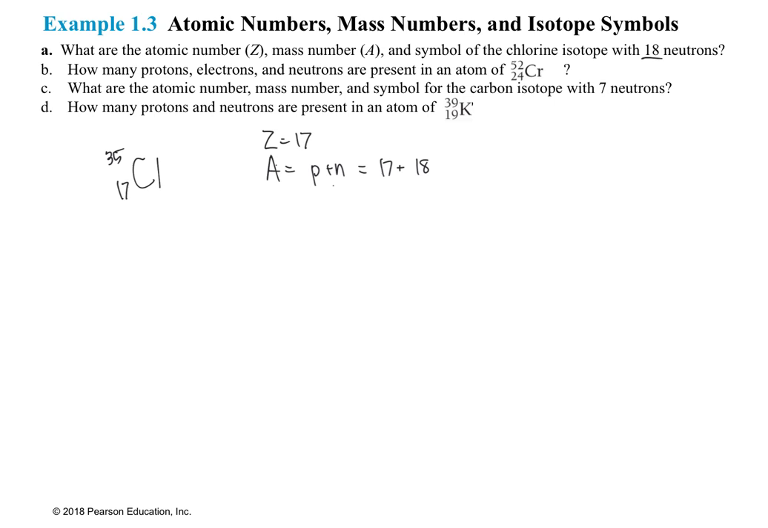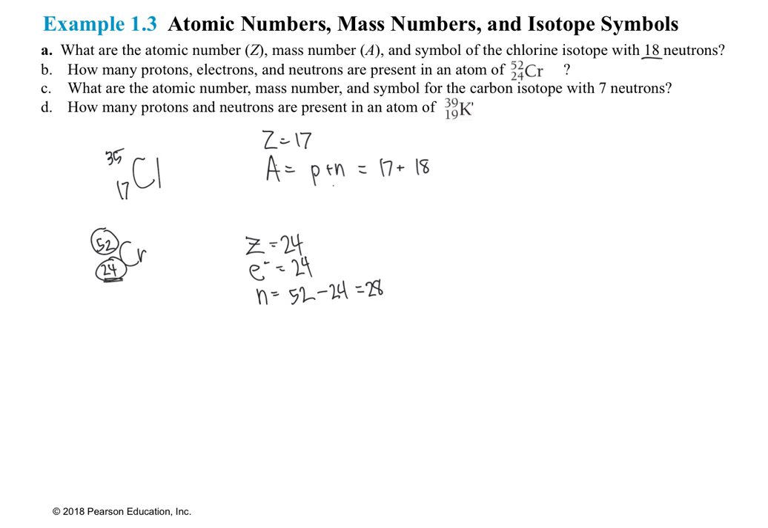All right. And so for this next one, we have chromium. It has 24 and 52. So we know from the atomic number that the number of protons is 24. Since it's neutral, the number of electrons is also 24. And the number of neutrons is going to be the mass number, 52, minus the atomic number of protons. And so that gives me 28.